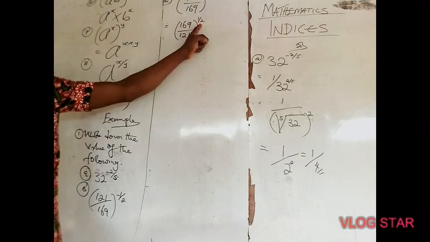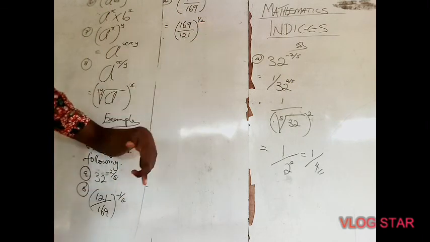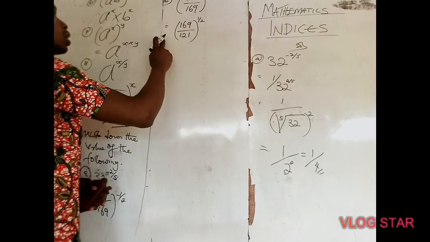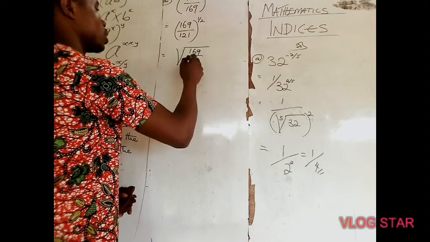And remember that this law is the root law that shows different roots. So anything raised to power half here is the square root. So we go down, look for the square root of the given number. Square root of 169 over 121.